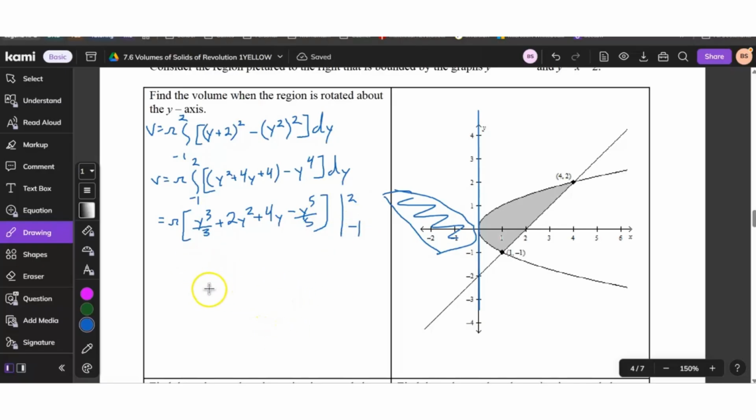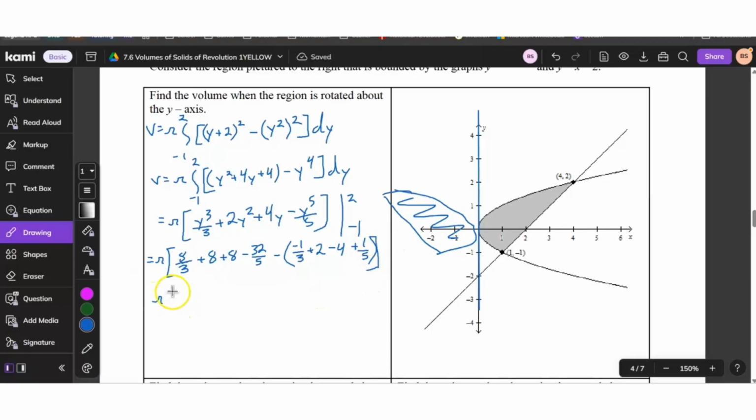All right. So then I just have to do that again where I'm plugging in those two values into everything. So it's going to be 8/3 plus 8 plus 8 minus 32 over 5. Now we subtract when we plug in -1, and I'm going to get -1/3 plus 2 minus 4 plus 1/5. Because -1 to the 5th is -1, times the negative in front means it's positive 1/5.